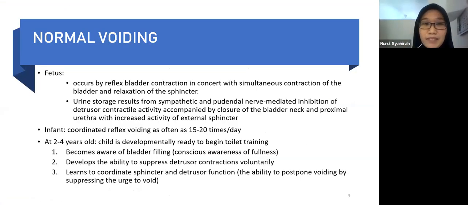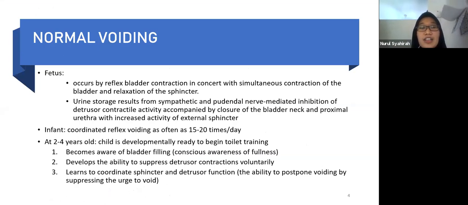Next, let us look at normal voiding. Basically in the fetus, normal voiding occurs by reflex bladder contraction, in which there is simultaneous contraction of the bladder and relaxation of the sphincter. Urine storage usually results from sympathetic and pudendal nerve mediated inhibition of detrusor contractile activity, which is accompanied by closure of the bladder neck and proximal urethra with increased activity of the external sphincter.